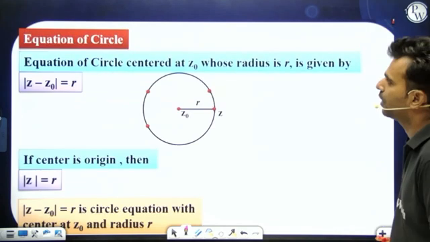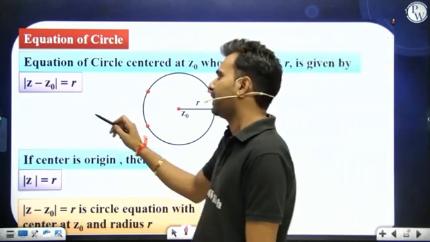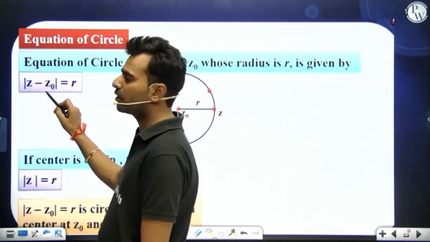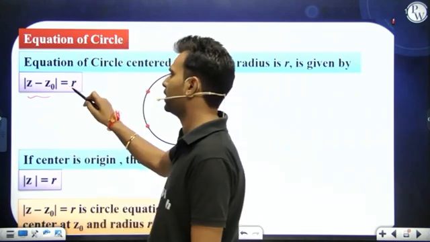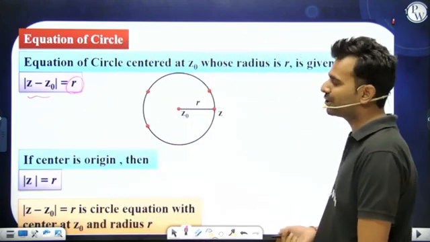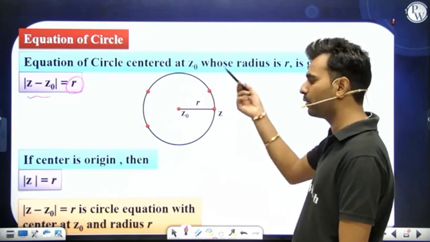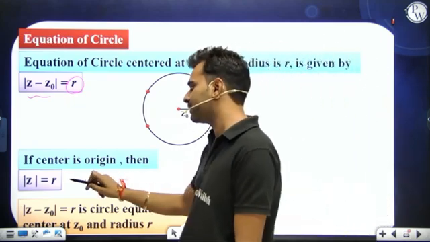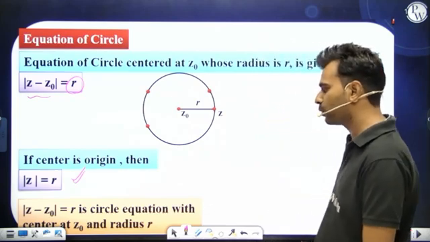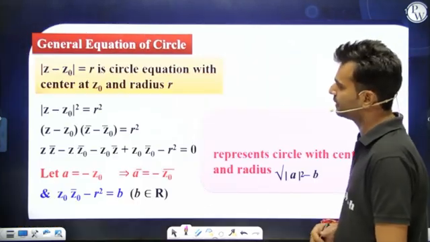Okay, equation of circle. I told you that the distance between z and z0 will be represented by mod of z minus z0 equal to r. So r is a constant always. So the circle will have z0 as the center and the radius will be equal to r. If the center is at the origin, then mod of z0 has to be equal to r, right? That we have already seen.